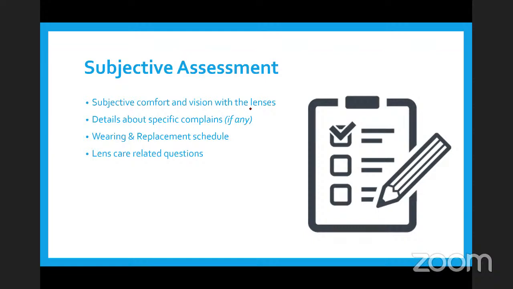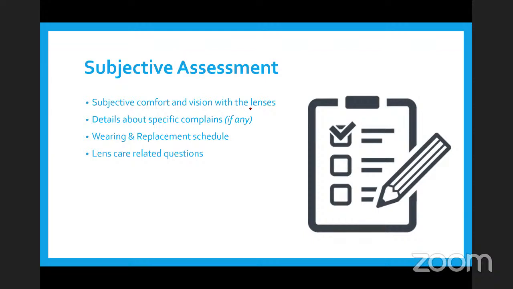Normally you will start with questions like, how are you doing with the lenses? Are you comfortable with the lenses? Start with the positive side of questions. Are you comfortable with these lenses? Are you happy with the vision you are getting with these lenses? So the patient would start talking up. Open-ended questions are what I prefer to use rather than close-ended questions, so that the patient starts talking up and tells you about the details on what's going on.